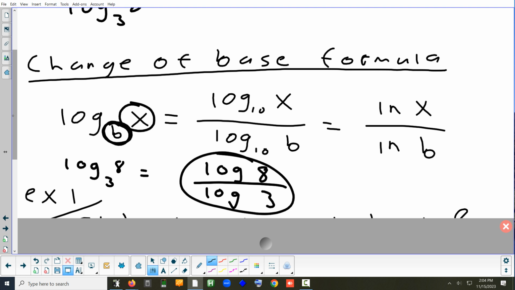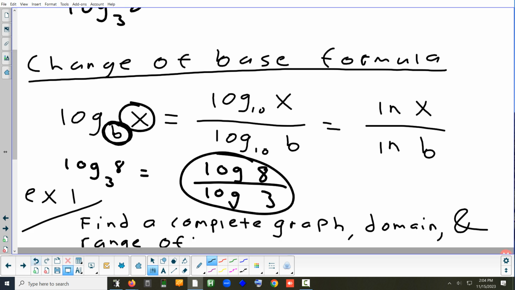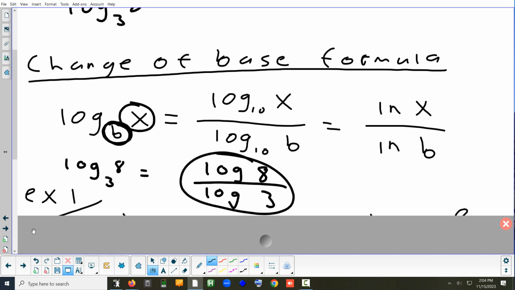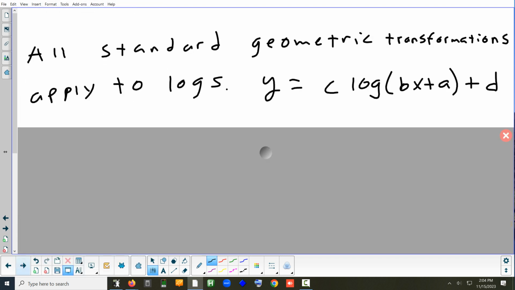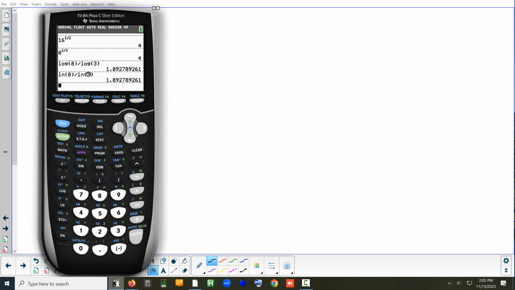Any question on it? It's called the change of base formula. Yeah? It comes out differently when you don't put parentheses. Yes, it will come out differently when you don't use parentheses because it's not following order of operations. If you don't put parentheses, let me show you what it does.